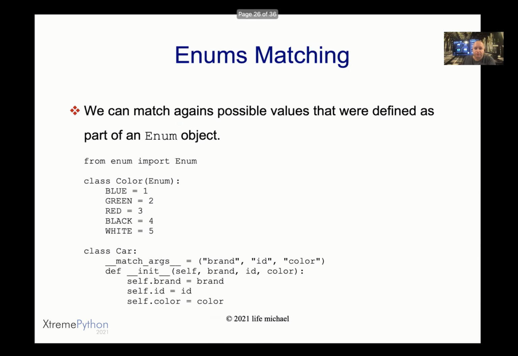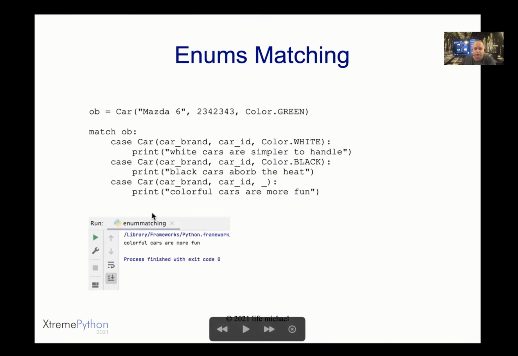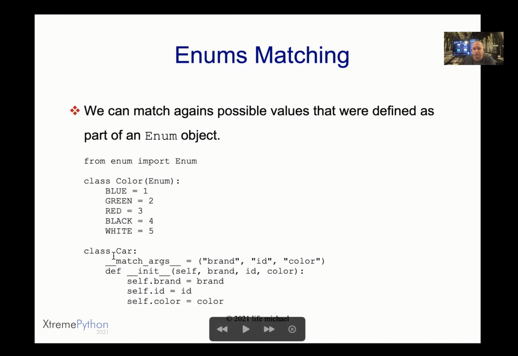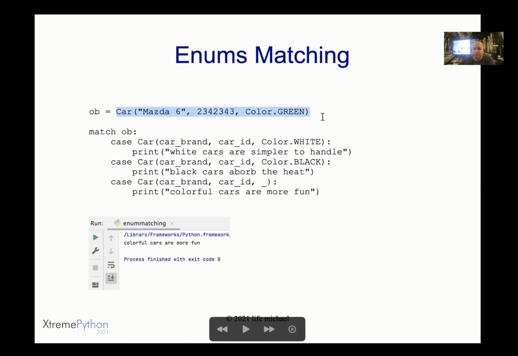Okay, let's move forward. We can use pattern matching when working with enum. If you have a definition for an enum, it's actually a definition for a class. So if, for instance, you have an object that was instantiated from the class car, and that object has 3 attributes, and the class car, of course, includes the definition for match args. That allows us to compare a car object to specific structural patterns we have over here.